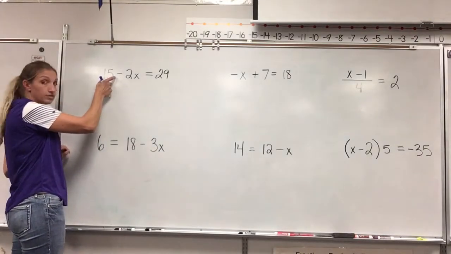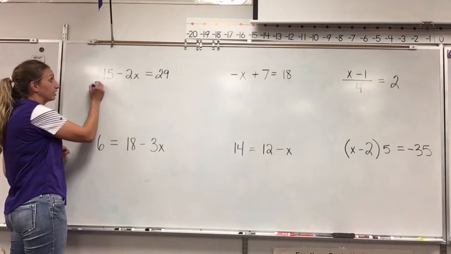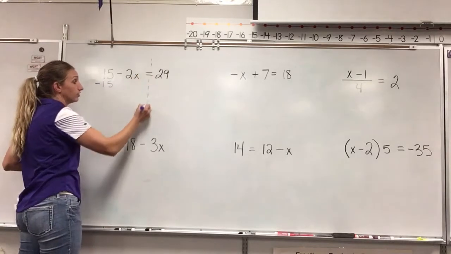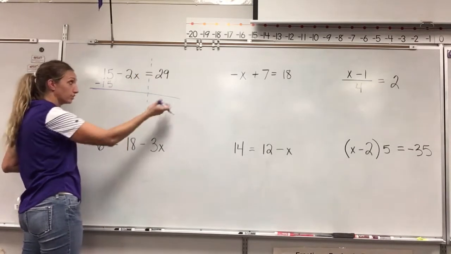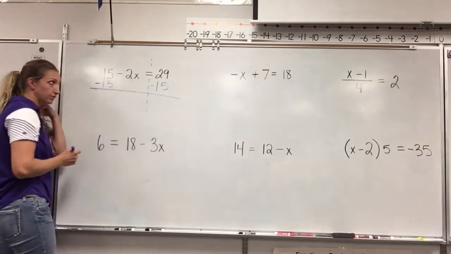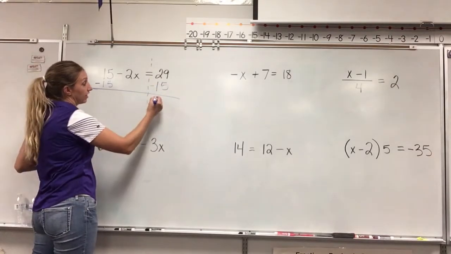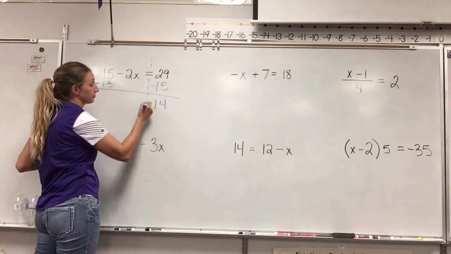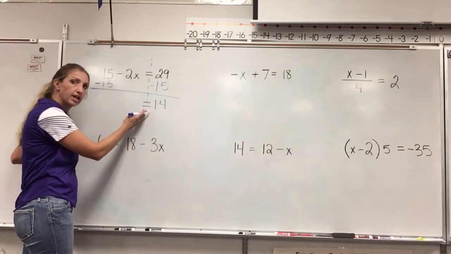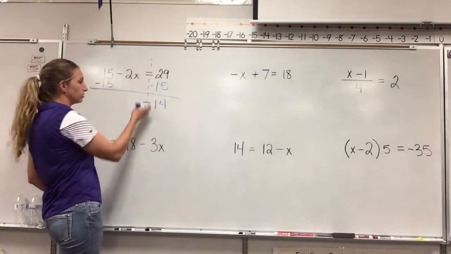We want to get rid of the 15 first. So since that's a positive 15, we actually need to subtract 15. And again, whatever you do to one side, you must do to the other side. So if I subtract 15 from this side, then I'm going to subtract 15 from this side. So on this side now, I have 14. I'm going to bring my equal sign straight down. Some of you get sloppy with your equal sign or lose your equal sign completely. Bring your equal sign straight down.